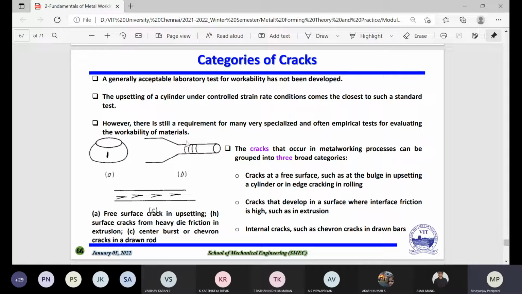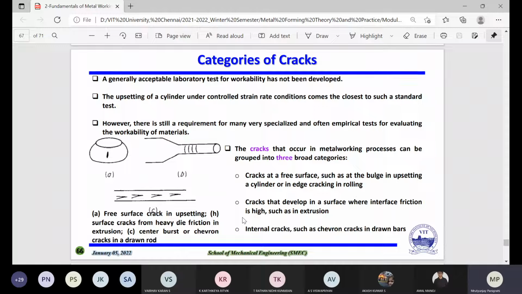So you are also getting some cracks on the surface, not inside, where you are giving some friction, and that friction is much higher. The moment the friction is high, you are finding some cracks there. The first one you can get from the free surface, but this one is when the friction is high. And the third one is the internal crack in between, such as the chevron cracks in drawn bars. The moment you are drawing the bars, you are also getting cracks inside. That means you are creating some residual stress inside, and when that residual stress is high, you are creating some crack, right? So these are basically the cracks you are finding.